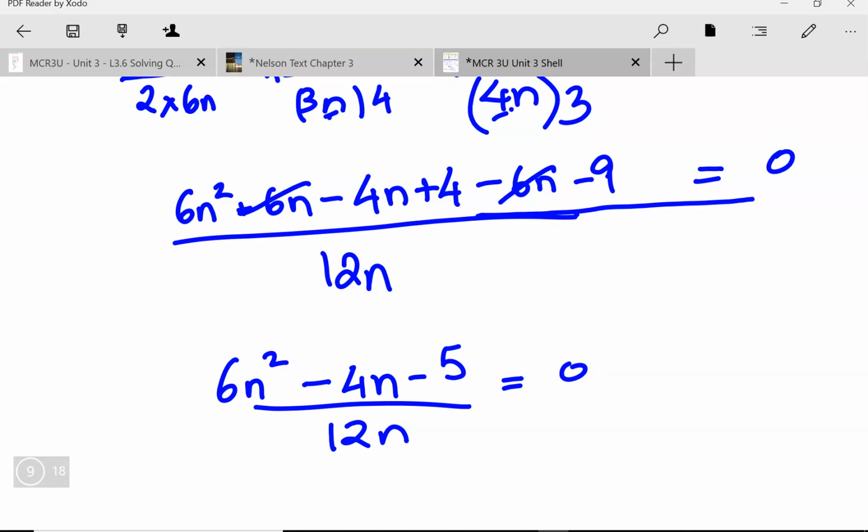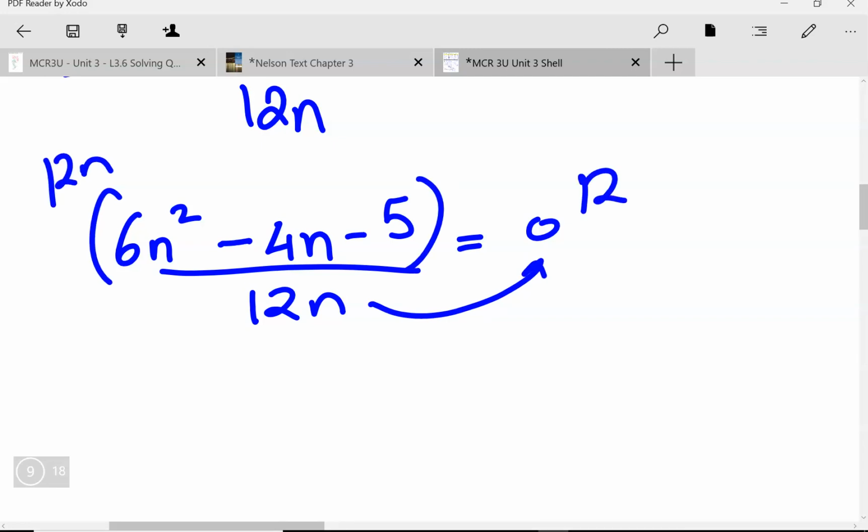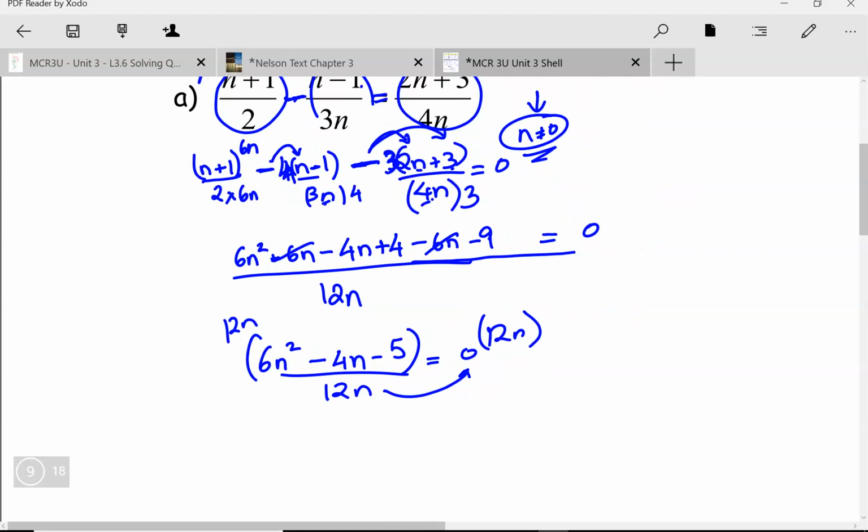I can just take this 12n over to multiply both sides of this equation by 12n. And this does make an n disappear, but that's the importance of the restriction. If n equals 0, you can't multiply both sides by 12n. Because after you multiply both sides by 12n, you get 6n squared minus 4n minus 5 equals 0. And this looks like it has no restrictions, but that's because you have multiplied both sides by 12n.